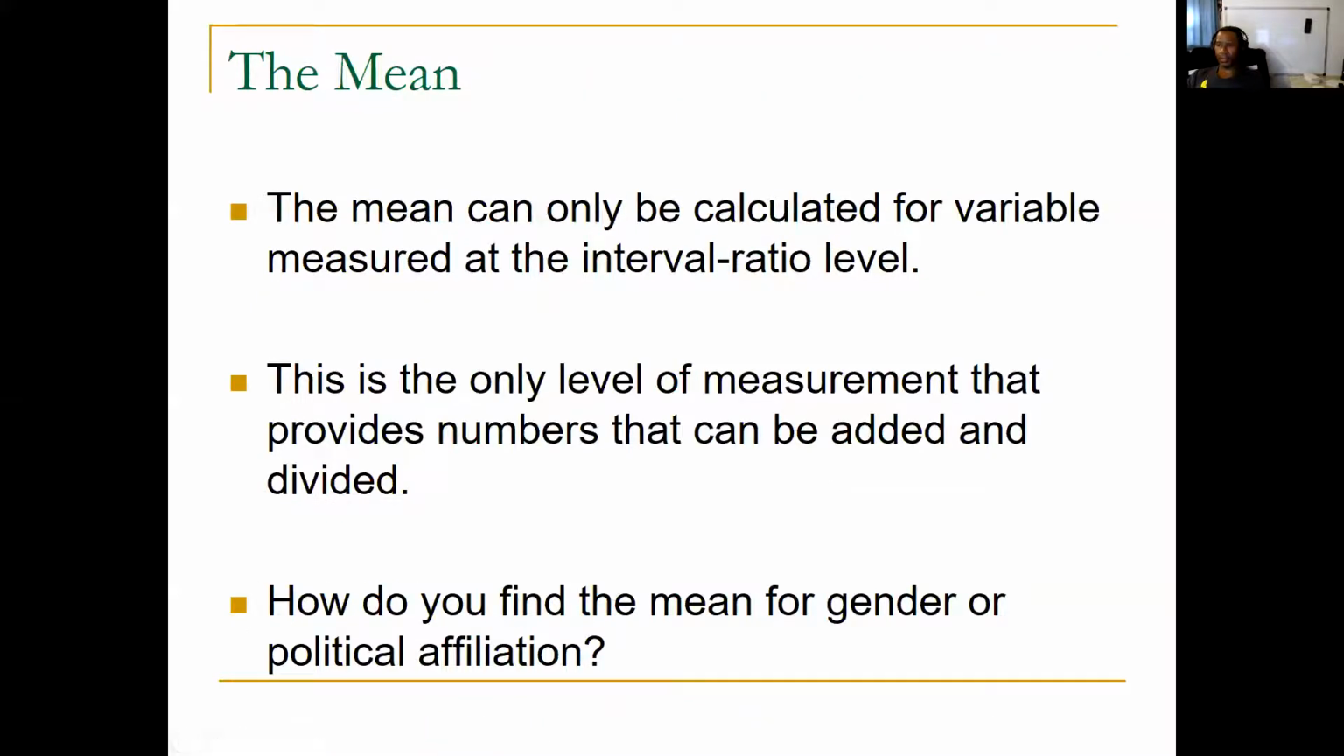Now, the mean, as we discussed, can only be calculated for interval ratio level data. Why? Because it's the only level of measurement that actually provides numbers that can be added together and then divided. Like I said, you can't find the mean gender, you can't find the mean political affiliation, the mean religious affiliation, the mean racial group. That type of stuff doesn't make sense. So you can only do it with actual interval ratio level data.